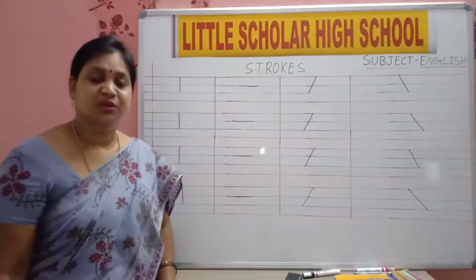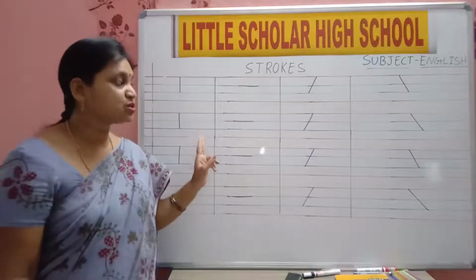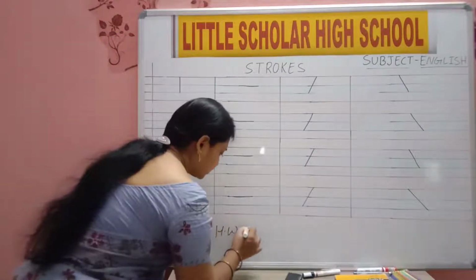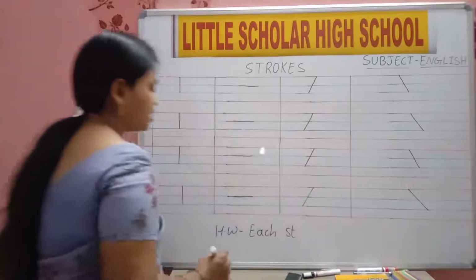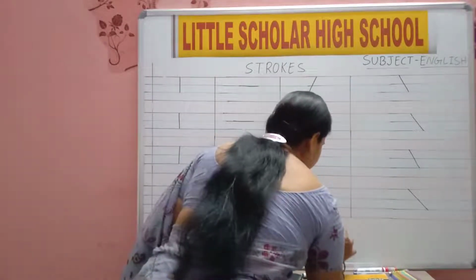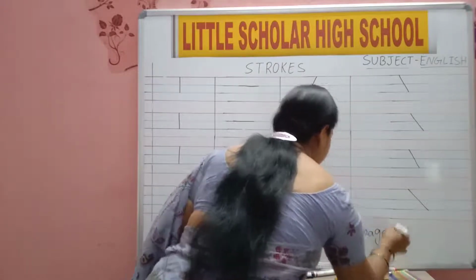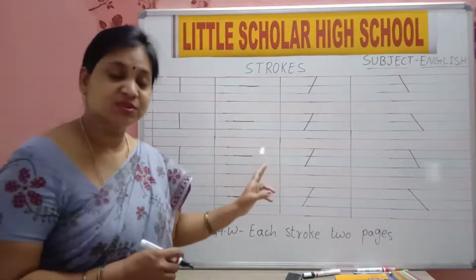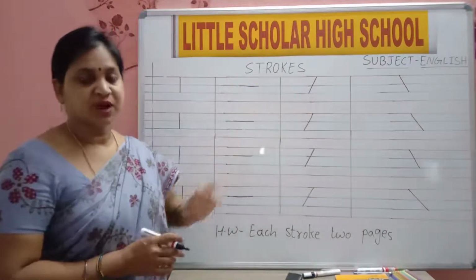Each stroke you are going to write 2 pages. Homework, what is your homework? Each stroke, 2 pages. Each stroke you will write 2 pages. After completing all these 4 strokes, you will write all 4 strokes in one paper in this way.